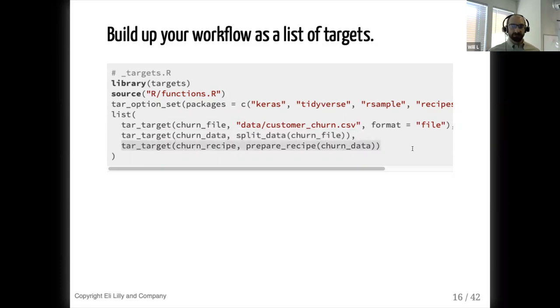We have a third target to create a recipe object to get the data ready for our deep neural net. Each of these targets has a name, which is the first argument, and a command, which is just an R expression as the second argument. These are just skippable steps in the workflow. Each target is a skippable step that's connected to other skippable steps. It loads the dependencies, the upstream targets. It does some task. And then it saves some data, and the saving of the data is completely abstracted away.